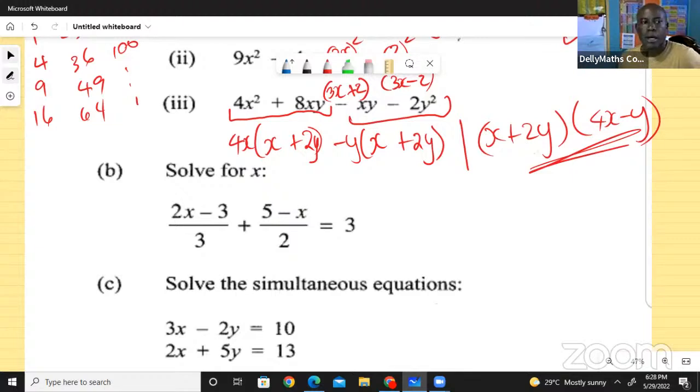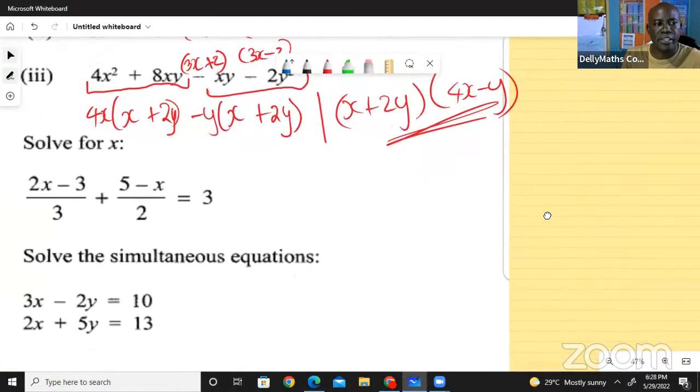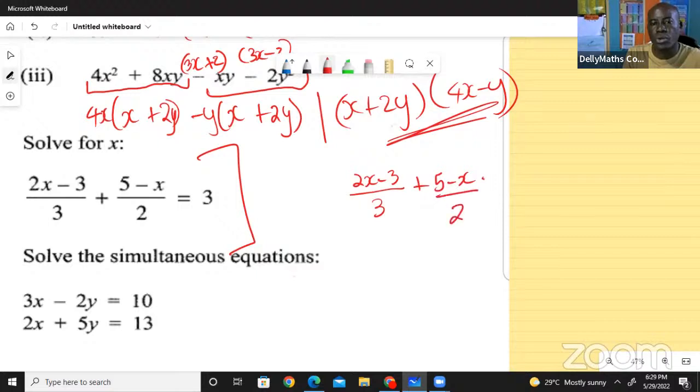All right. We're looking at solving this equation here. I might just push it over a little bit. So we're solving this. I'm going to write it somewhere here, off in this little box section. So let me write 2x minus 3 over 3 plus 5 minus x over 2. This is equal to 3.